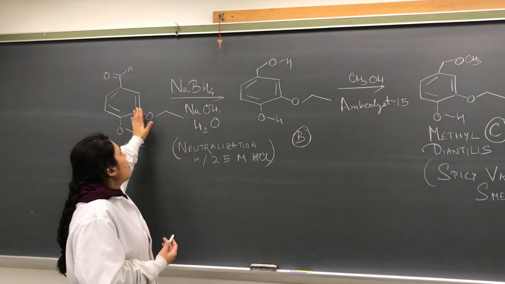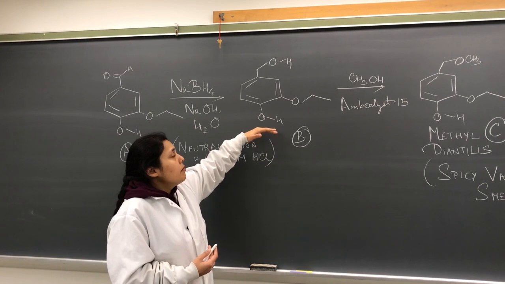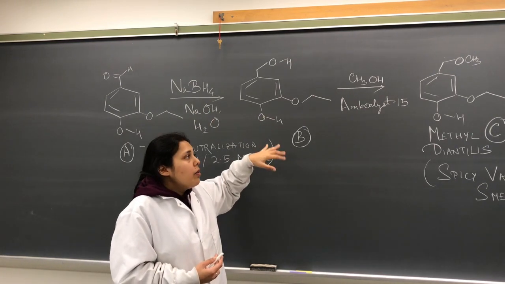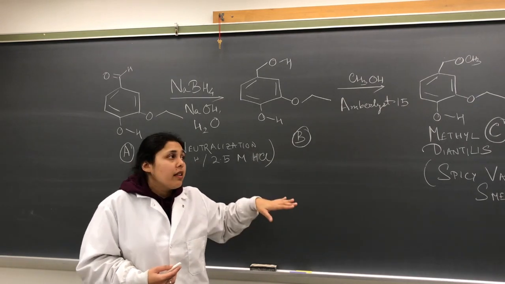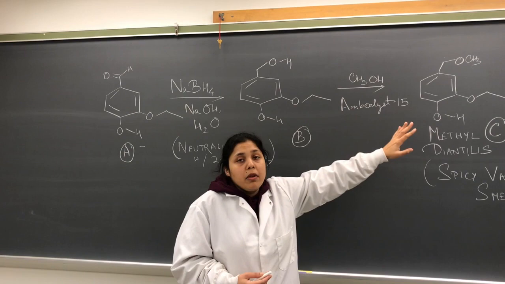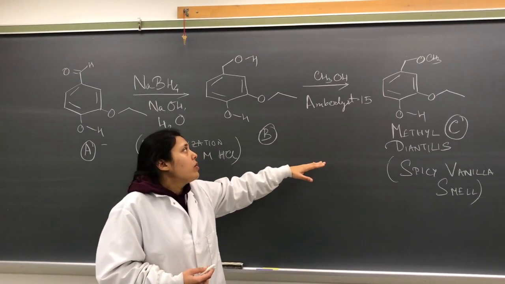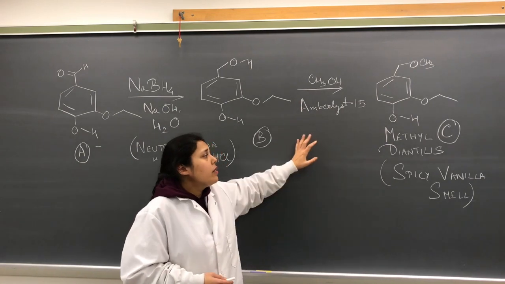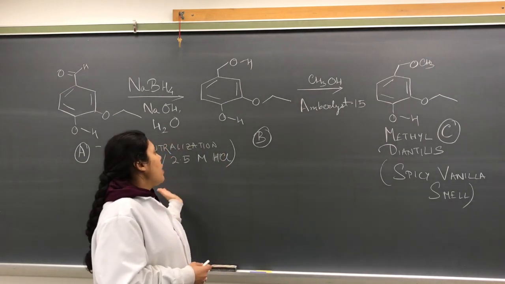After reduction, once we get this alcohol, we are going to isolate it. We are going to figure out its melting point and things like that, and then we are going to convert this alcohol to its corresponding methoxy group in the next step by using methanol and Amberlyst 15 as a catalyst. So this is part of week 2, and this is week 1.